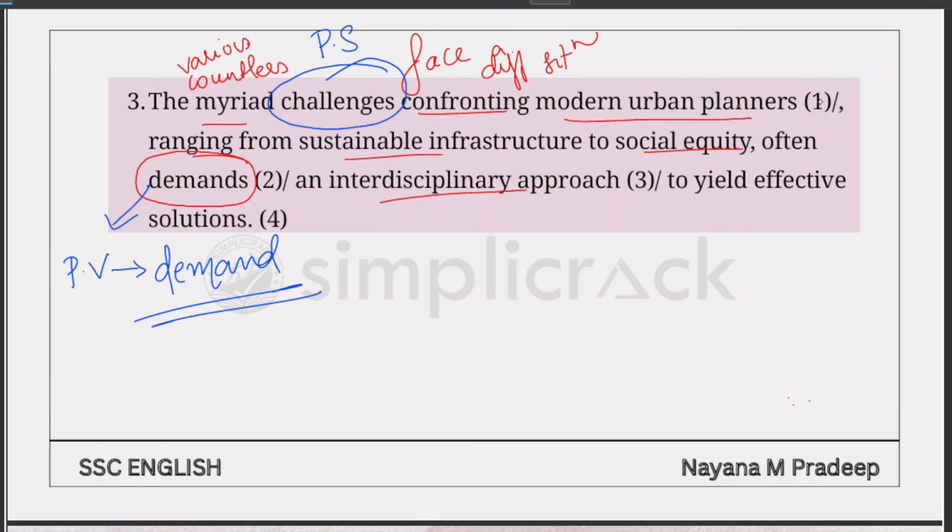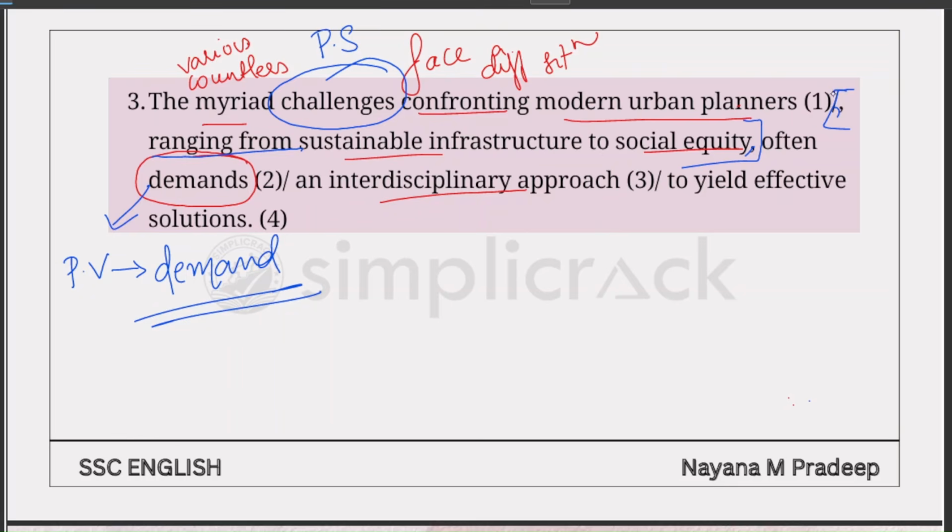Check for phrases that come between two commas. So here you can see one comma and here you can see another comma, and then you can see a participial phrase. Here you can see a participle, ranging from, and this is a participial phrase.